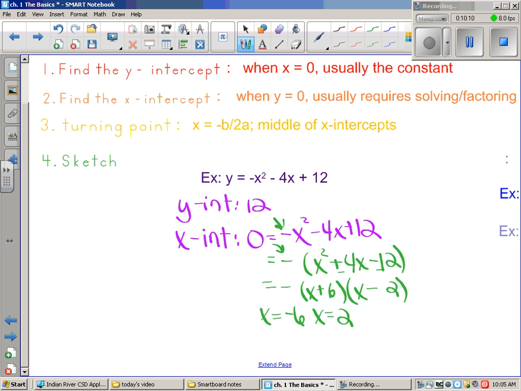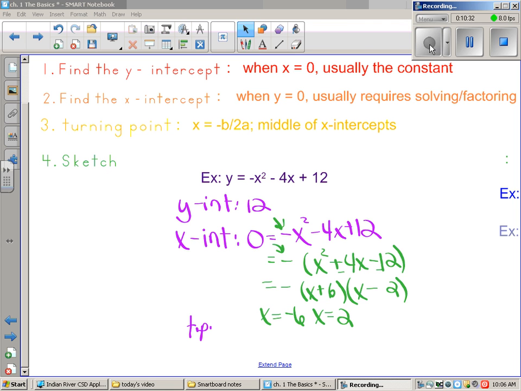So the last part of this, of course, is that I've got to find the turning point. And so the turning point, okay, so the turning point, remember, it's halfway between -6 and 2. If you have trouble with this, then I would suggest maybe you going to negative b over 2a. And I could show you an example of that. Maybe this would be a good time to do that.